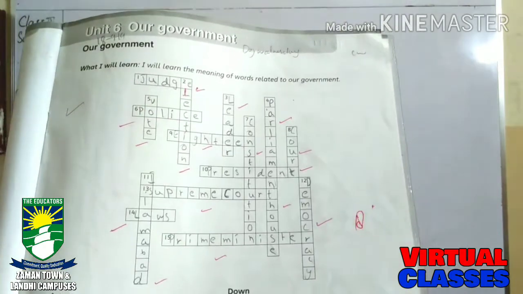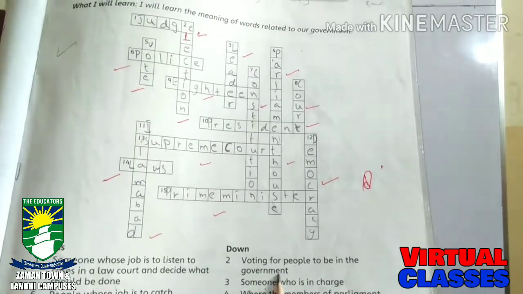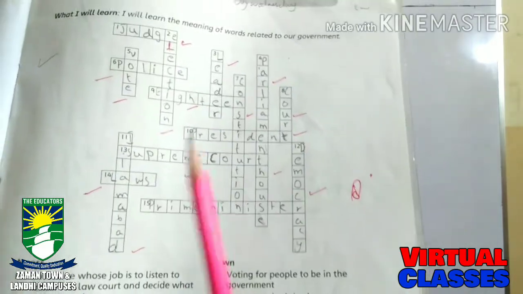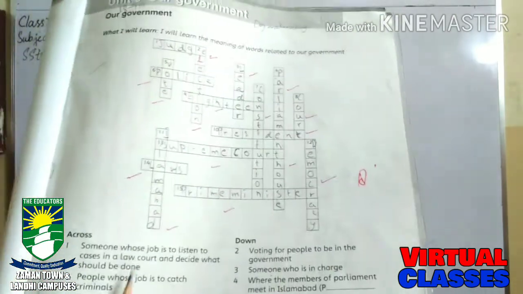You will just read this one: voting for people to be in the government. So you will write over here, voting for election. You will write like this. Now the remaining parts you will also solve like this.